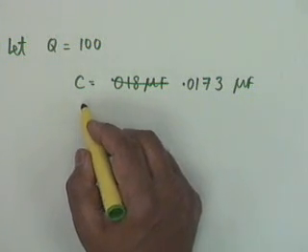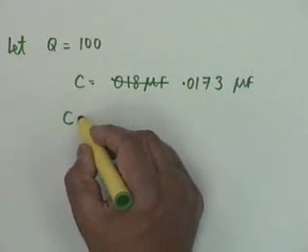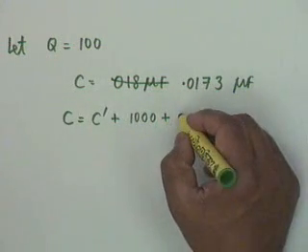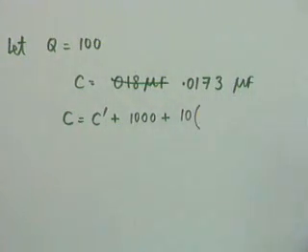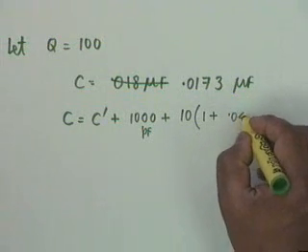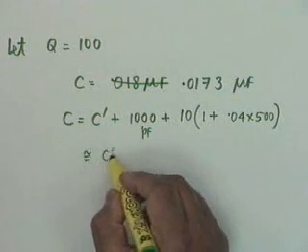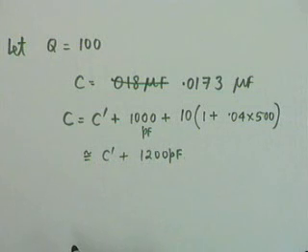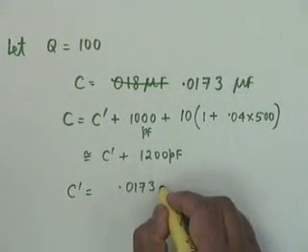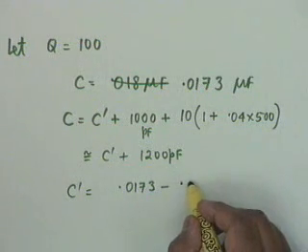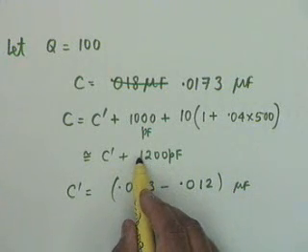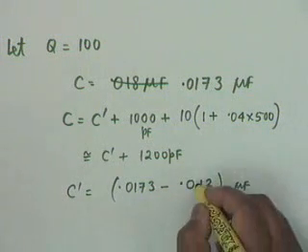Therefore, what is C prime then? You require the external capacitance. You see, C, as you know, is C prime plus C pi, which is given as 1000 pF, plus C mu, which is given as 10 multiplied by 1 plus gm RL, that is 0.04 multiplied by 500, which is approximately C prime plus 1200 pF. Agreed? Now therefore, C prime is C minus 1200 pF, that is 0.0173 minus 0.0012. Don't make a mistake.